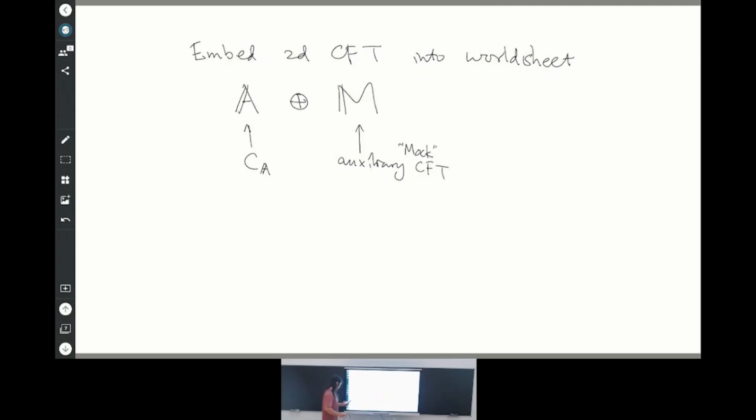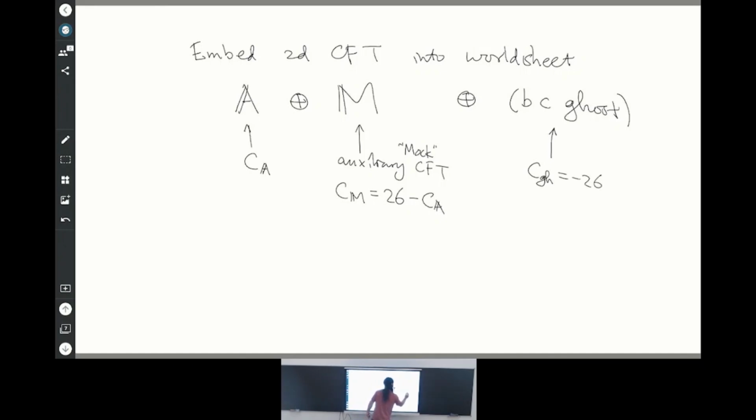It doesn't have to be an actual CFT in the sense of closed OPE and modular invariance and all that. I will say what property it needs to have, but at the minimal level, it needs to have a Virasoro algebra, and we'll assume it has a vacuum module, where the central charge is 26 minus C_A. And then we have the usual, what's known as the BC ghost system. This is familiar to string theorists, but I'm not going to assume that you're all familiar with this system, so I'll say a few words about this. It has a central charge minus 26.